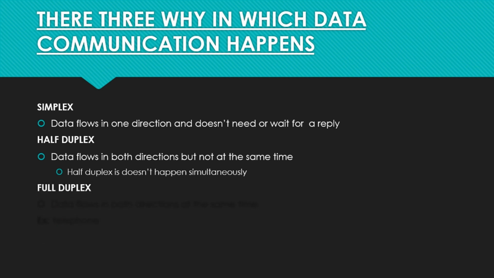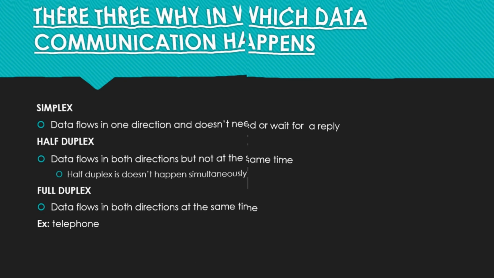And lastly, full duplex communication is where data flows both ways. Data flows in both directions at the same time, and an example of it is a telephone. We all have been in a situation where we are on the phone and someone is telling us something, but we get to distract them or maybe chip in. That type of communication is full duplex because both parties are able to communicate at the same time.